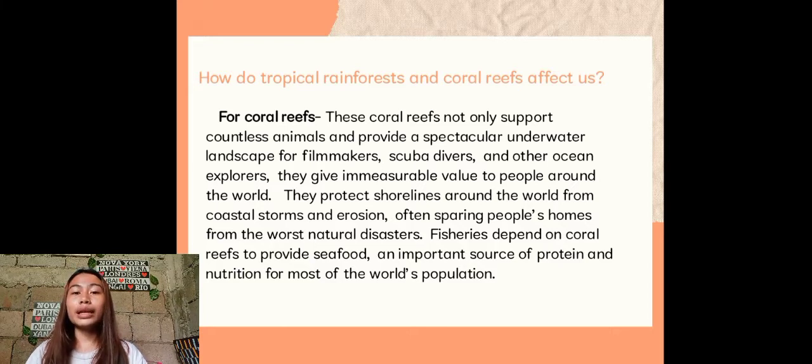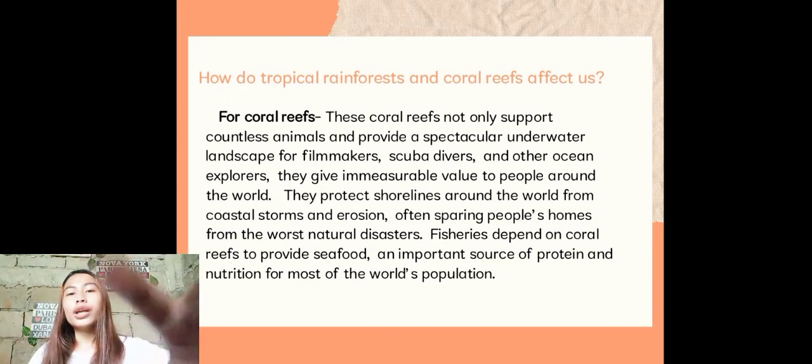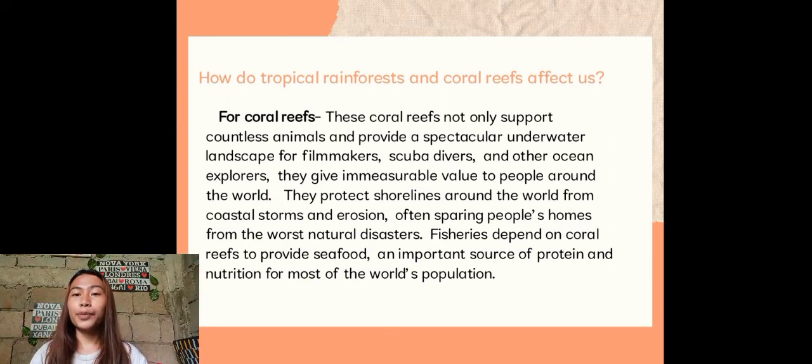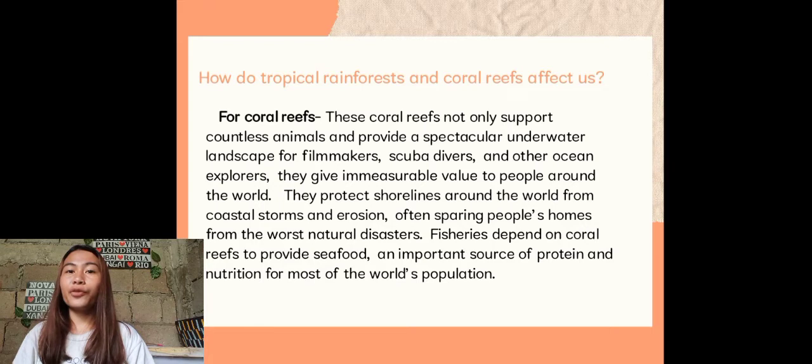So fisheries depend on coral reefs to provide seafood, an important source of protein and nutrition for most of the world's population. Tourism of coral reefs is also a major economic contributor to several developing countries. Because of their biodiversity, coral reefs can even provide research to help scientists develop life-saving medicine and treatments.